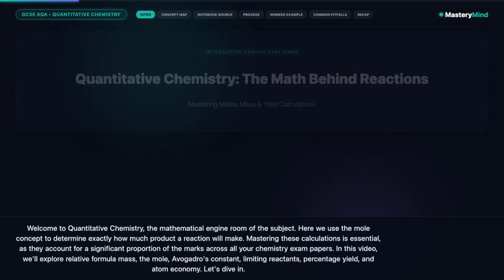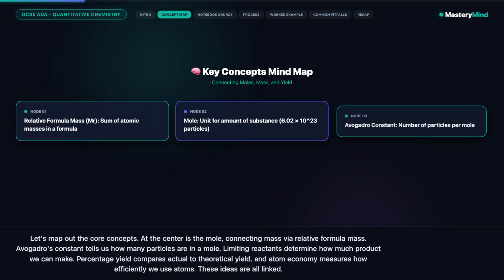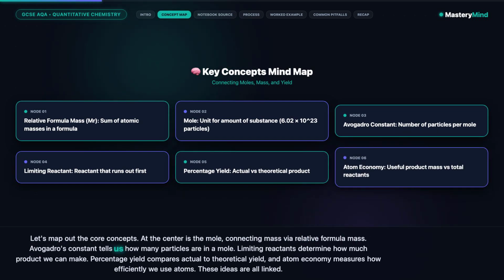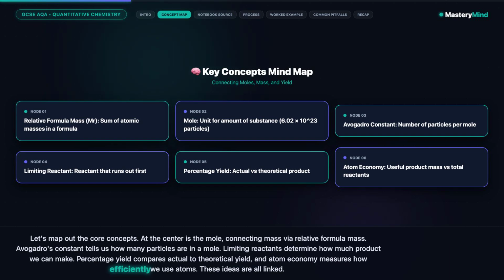Let's dive in. Let's map out the core concepts. At the centre is the mole, connecting mass via relative formula mass. Avogadro's constant tells us how many particles are in a mole. Limiting reactants determine how much product we can make. Percentage yield compares actual to theoretical yield, and atom economy measures how efficiently we use atoms. These ideas are all linked.